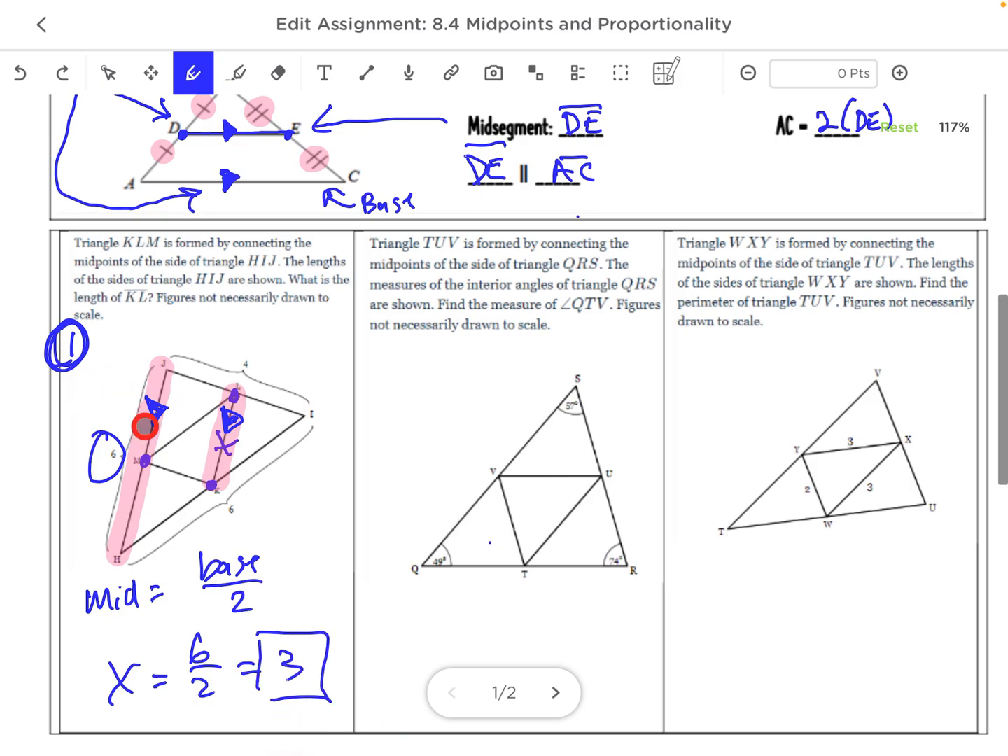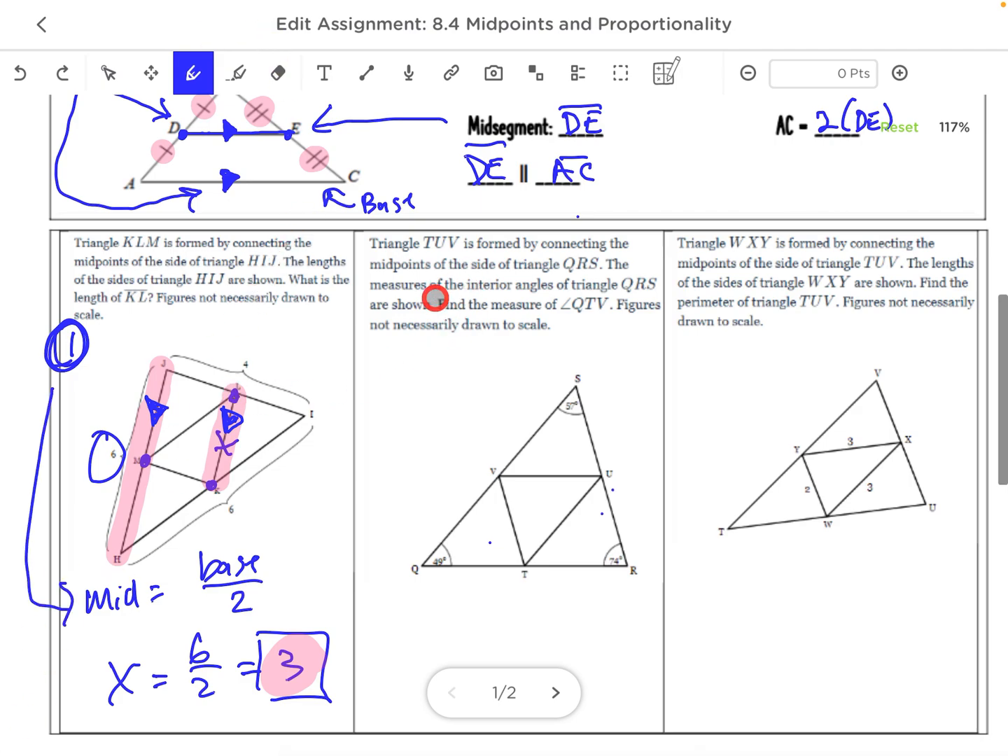So as long as we have that relationship understanding, then that's all we have to do. They tell us that that's the midpoint. I know that's parallel, so if that's the base of 6, then I know that has to be half. So that's the first style when we're trying to find the midsegment. Now the second style.